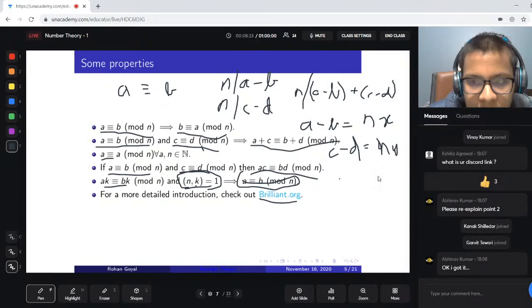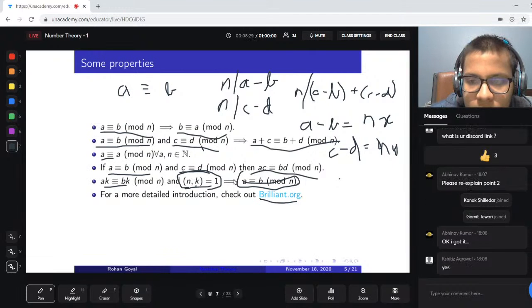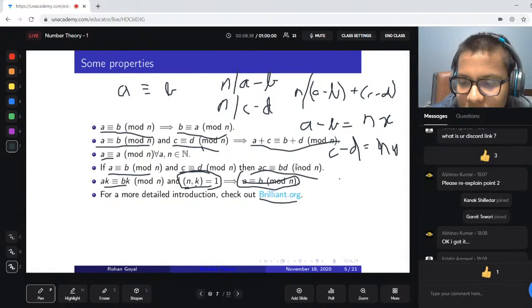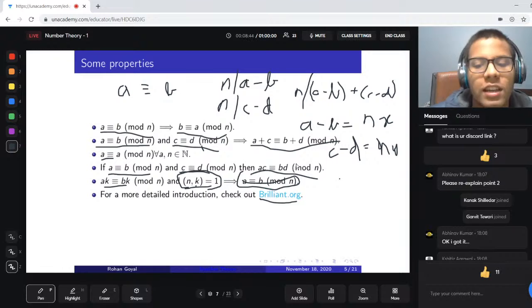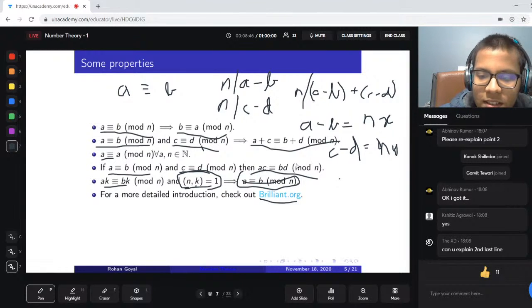Is everyone now fine with all these properties? If any property is troublesome, do tell me. Just give me a thumbs up, or if it's confusing, you can also give a confused emoji. Okay, great. I think everyone got it.